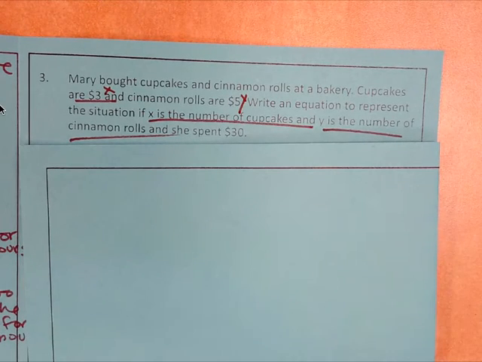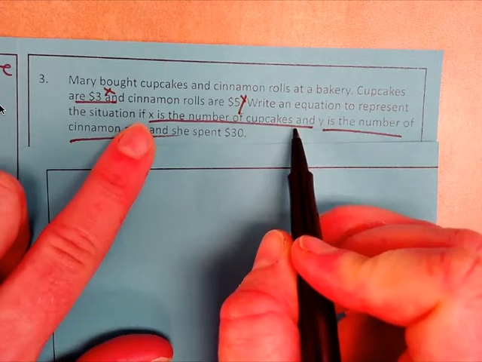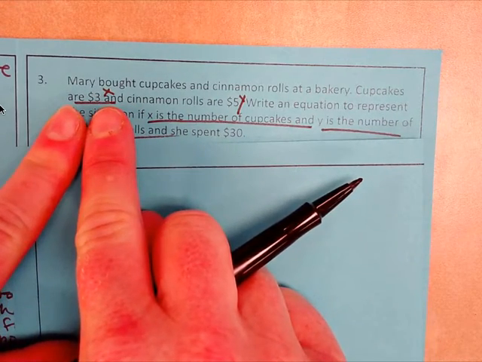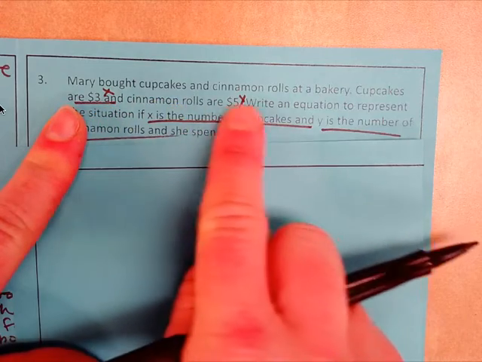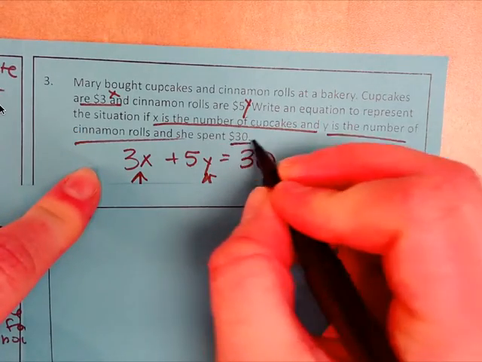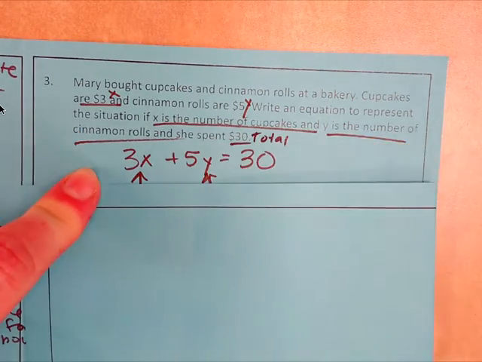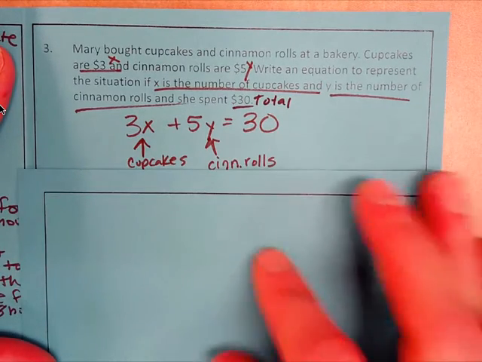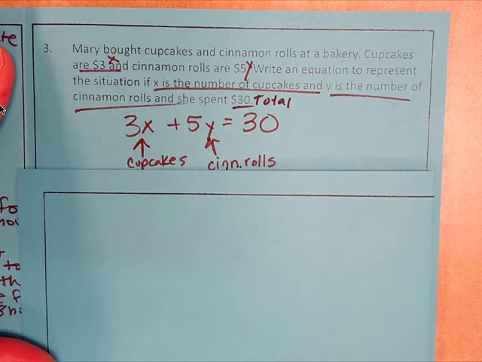Okay, I'm going to move on to the next one. Number 3 is talking about cinnamon rolls and cupcakes. So number of cupcakes is X. So X is going to go with the 3. So I write that in my paragraph. Cinnamon rolls is Y. So I write that next to 5. And then our total is 30. So then you're able to write your equation. 3x plus 5y equals 30.